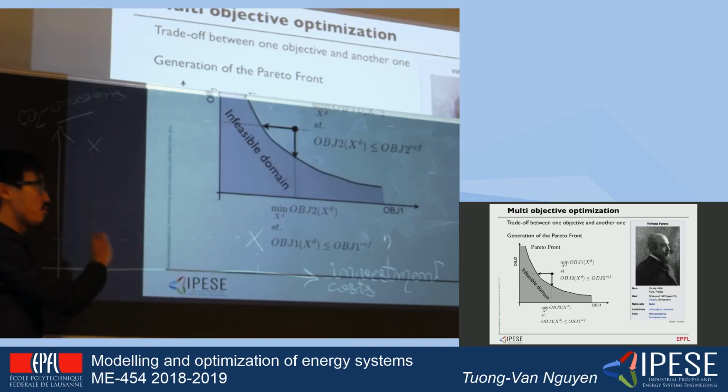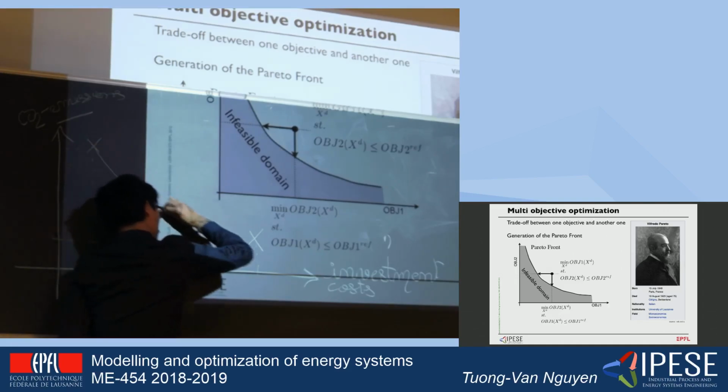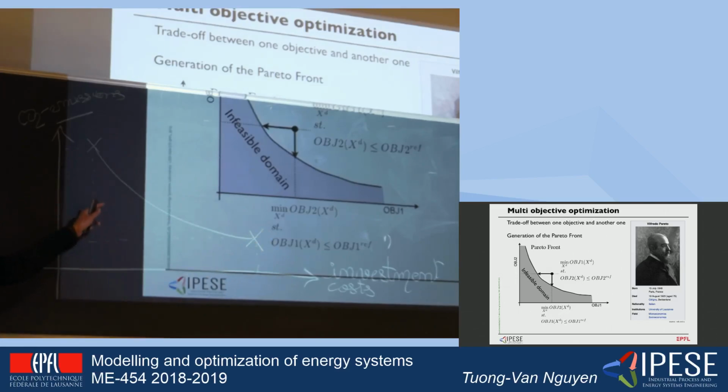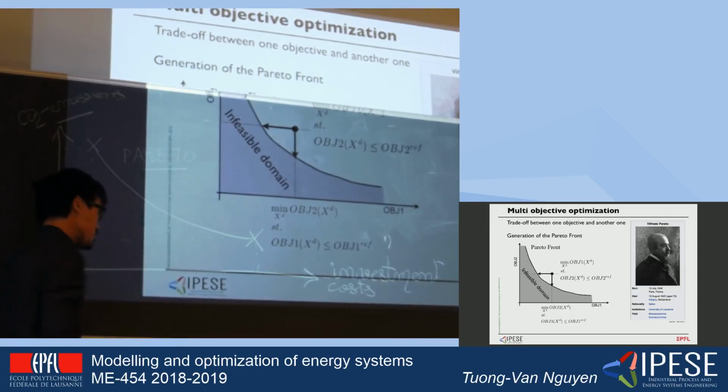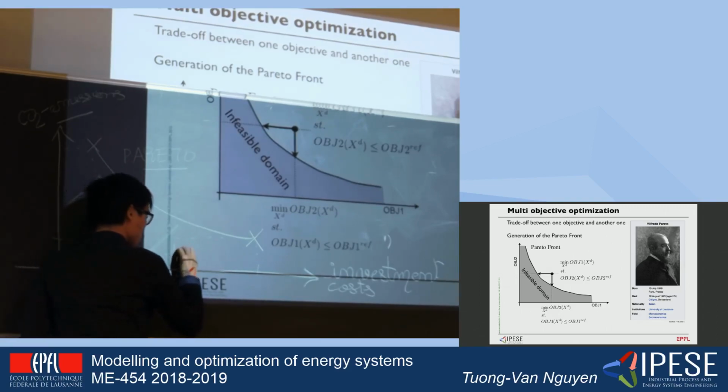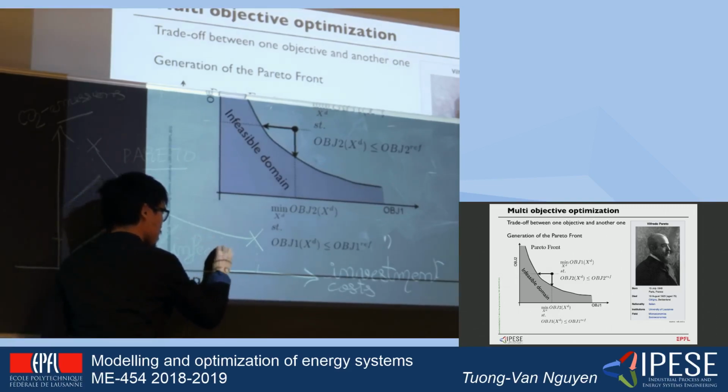And the relation between the two, I draw it as a curve, but it can be a line, it depends on a lot of factors. It's called a Pareto front. So all these possibilities that you have there, they are infeasible. You cannot have at the same time, for example, low investment costs and low CO2 emissions. So this part is infeasible.